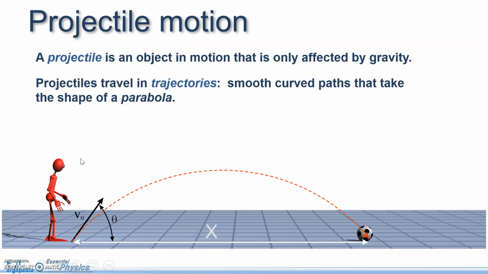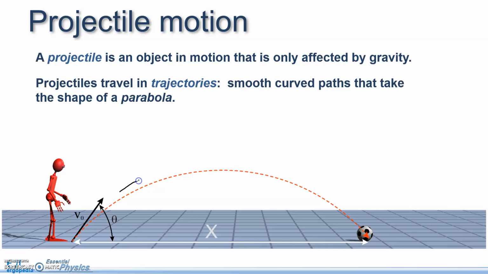So, first of all, when we're talking about projectiles, I need for y'all to understand that a projectile is just an object in motion that's only affected by gravity. There's nothing pushing it up. There's nothing pushing it down. It has no lift. It has no rockets to keep it moving. It's just an object in the air moving through space and time being pulled down by gravity.